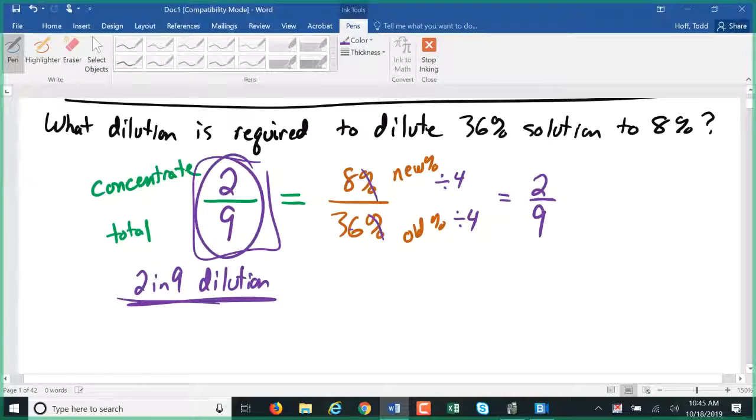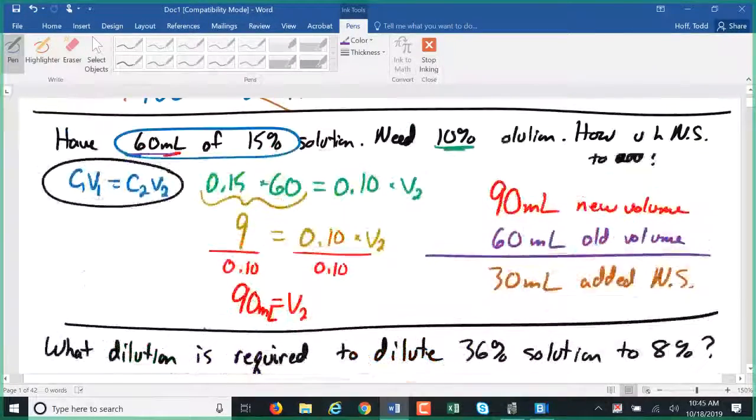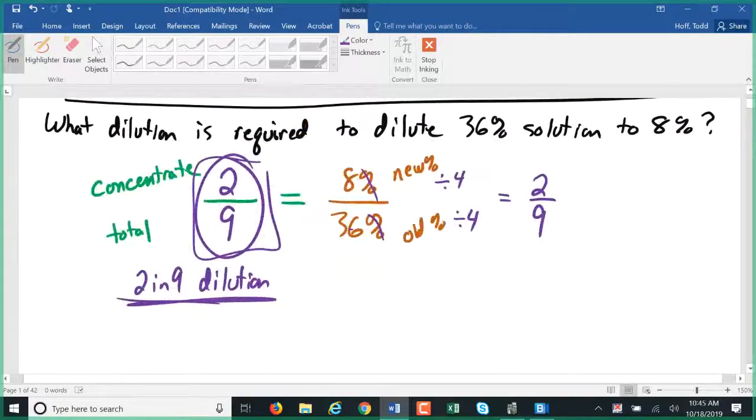So again, the difference between that question and the previous one: the previous one was asking you for a volume of saline or a total volume of solution. This one, I was just asking you what dilution to use, and I didn't give you any of the volumes involved.